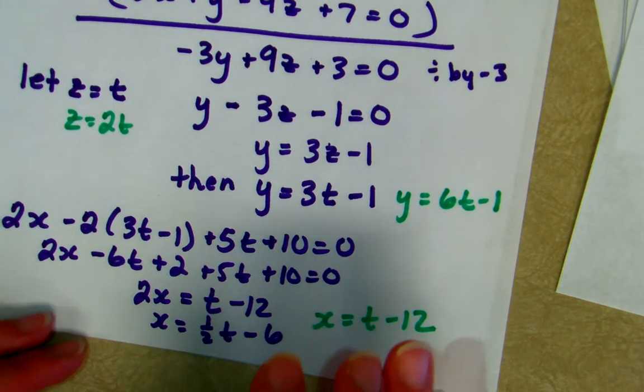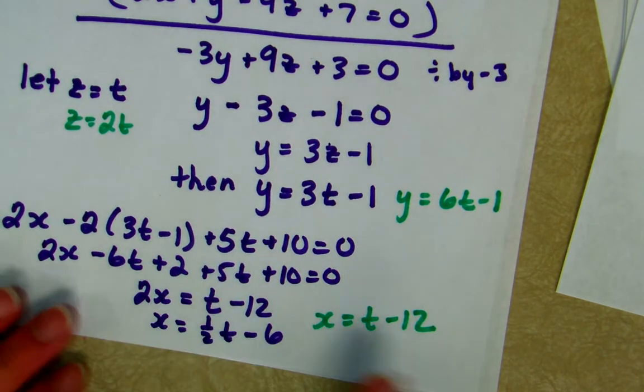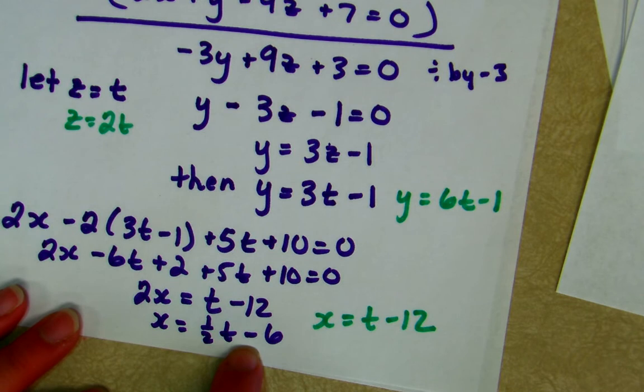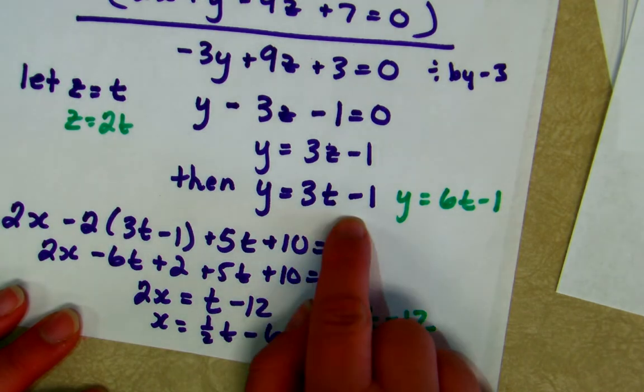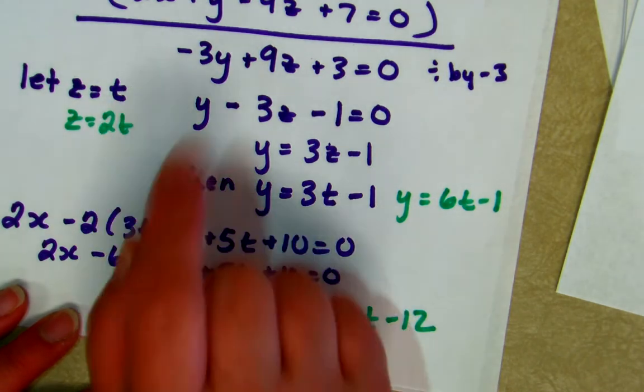Either is fine. But therefore, the solution to the system is x equals 1/2 t minus 6, y equals 3t minus 1, and z equals t. They intersect and align. So let's look at another example.